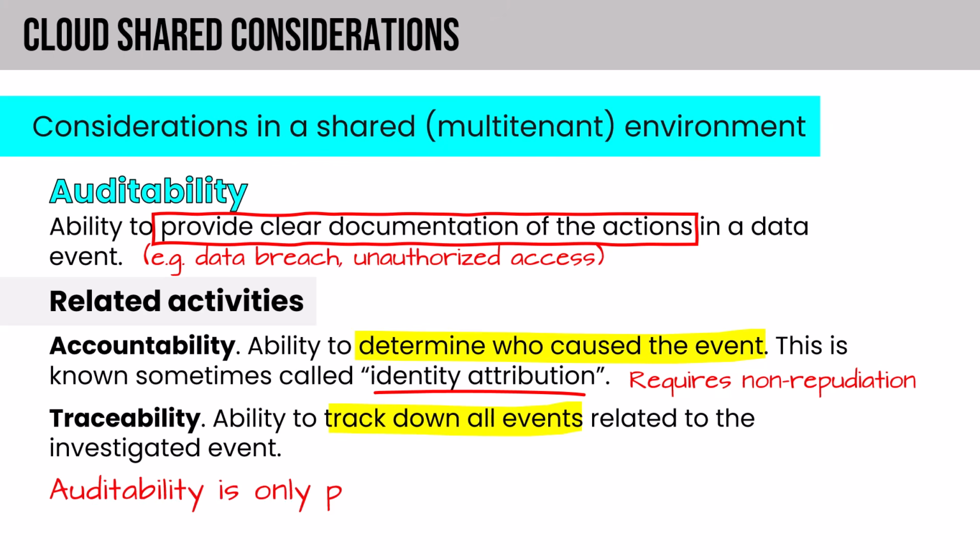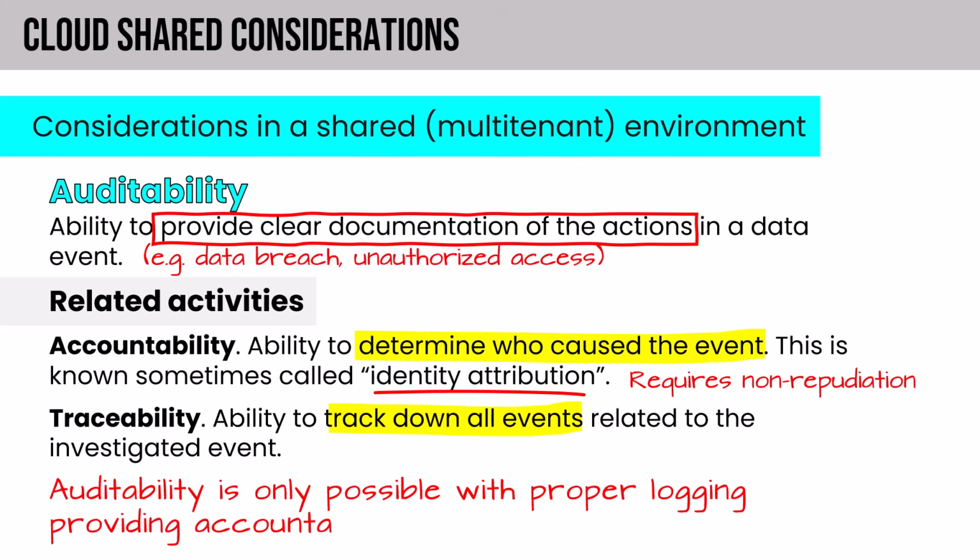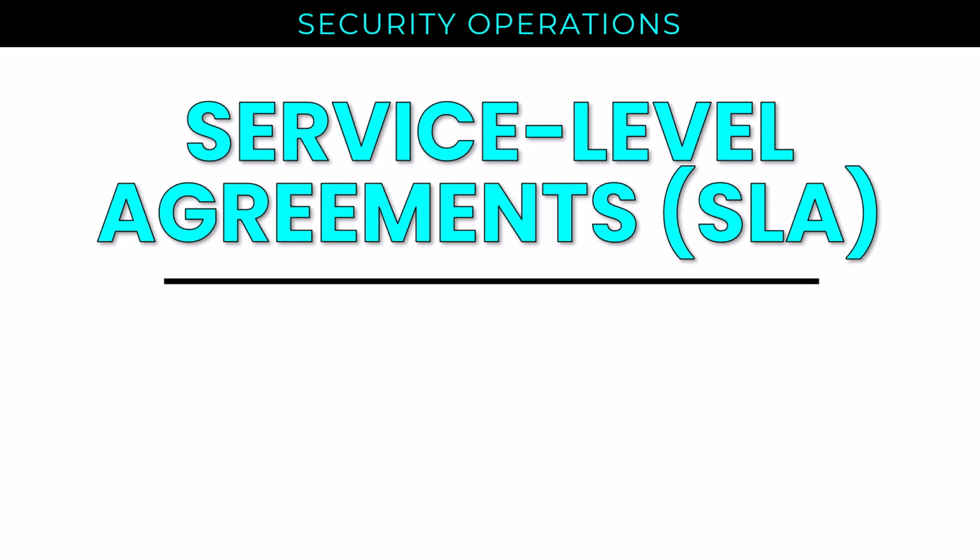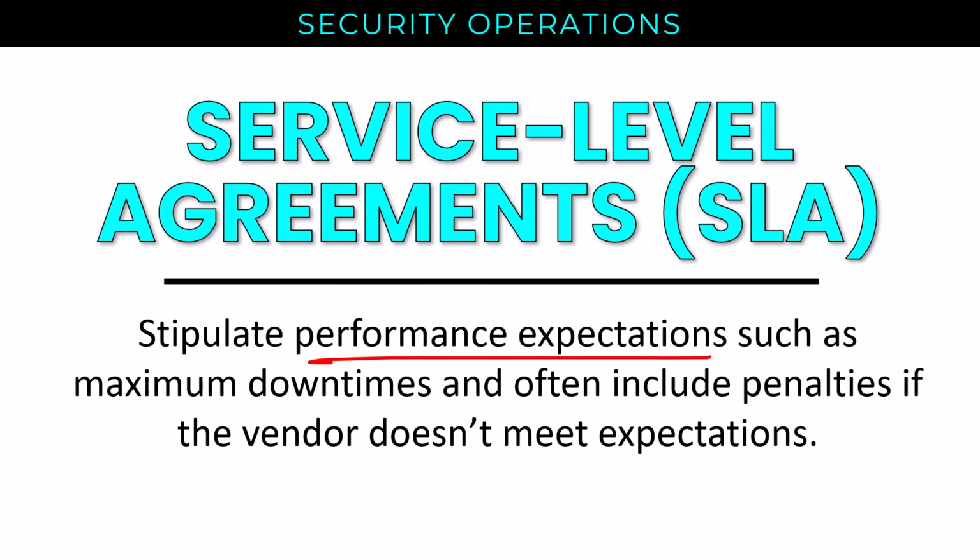Bottom line, auditability is only possible with proper logging, providing accountability and traceability. So these two things must be true for auditability to also be true. So service level agreements. These stipulate performance expectations like maximum downtimes and often include penalties, financial penalties, if the vendor doesn't meet expectations. Service level agreements are typically used with vendors.